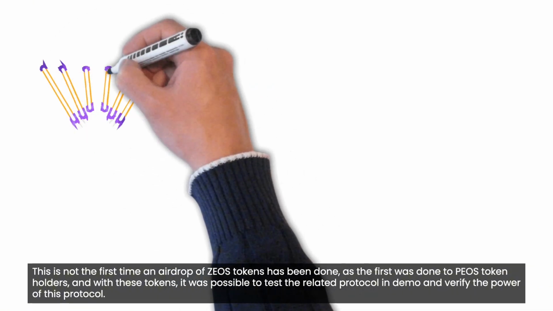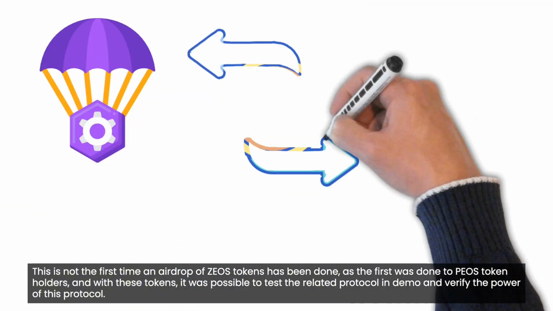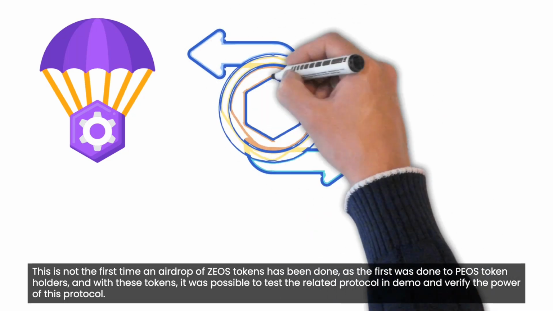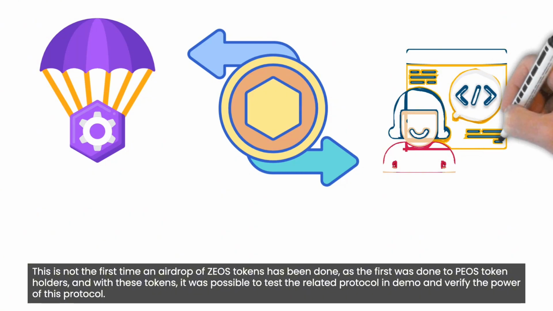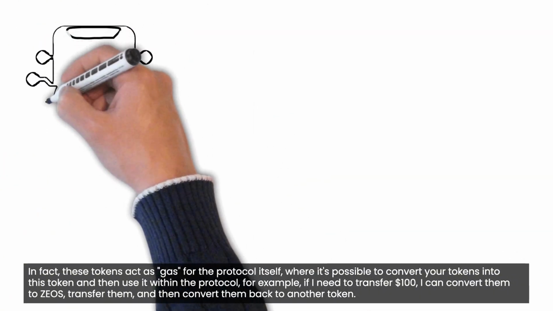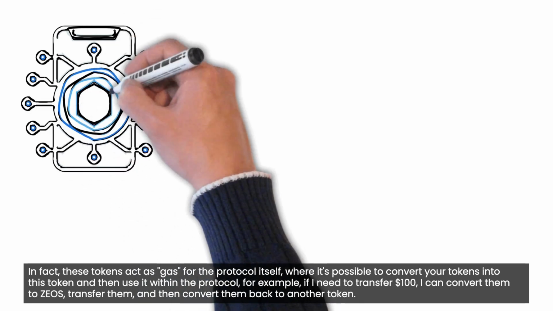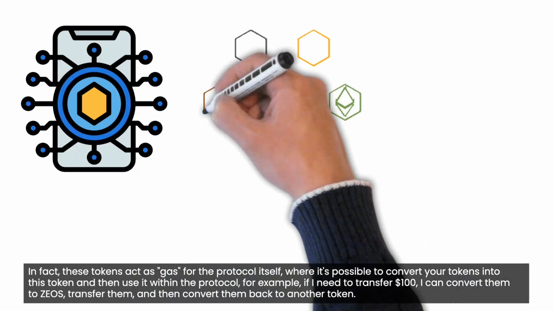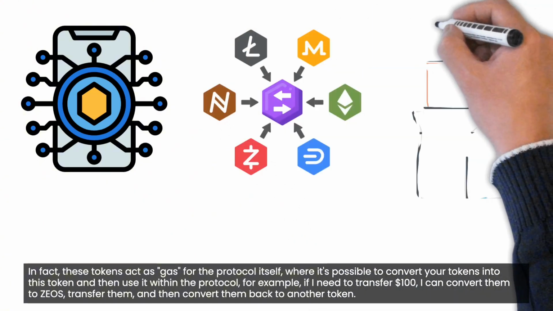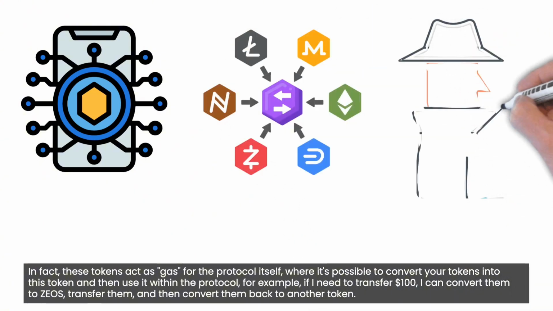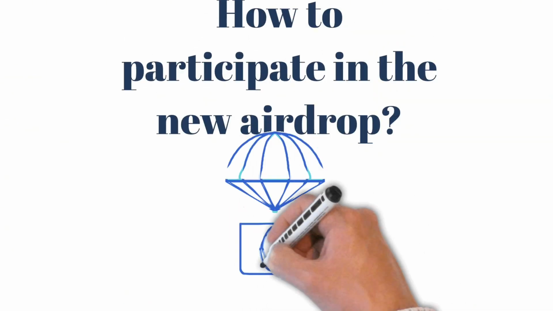This is not the first time an airdrop of Zeos tokens has been done, as the first was done to Pios token holders. And with these tokens, it was possible to test the related protocol in demo and verify the power of this protocol. In fact, these tokens act as gas for the protocol itself, where it's possible to convert your tokens into this token and then use it within the protocol. For example, if I need to transfer $100, I can convert them to Zeos, transfer them, and then convert them back to another token.